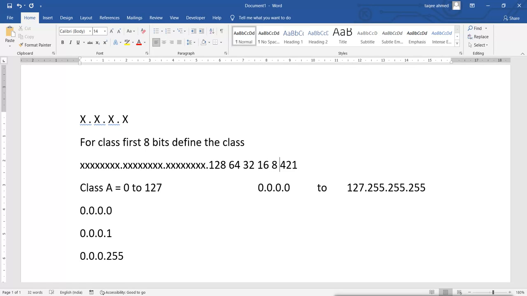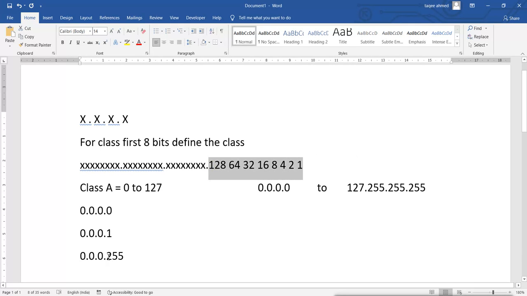These are the values of your 8 bits. Now when you combine all these values, you will get 255. When you get 255, that means all your 8 bits are on. Now you don't have any other bit to enable, so you cannot get more than 255 in one part.